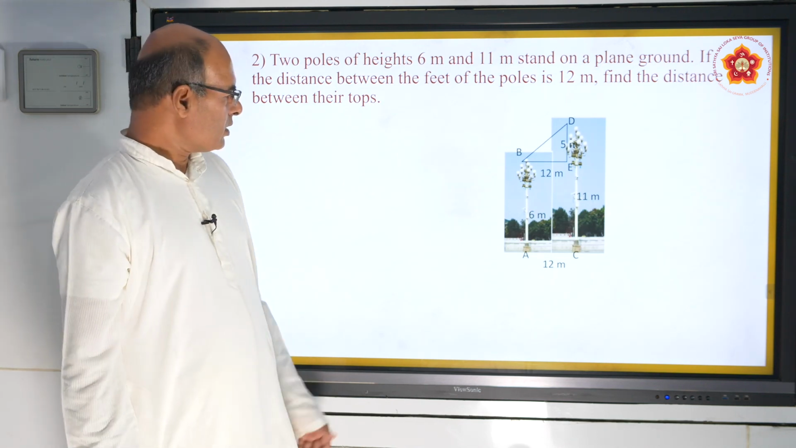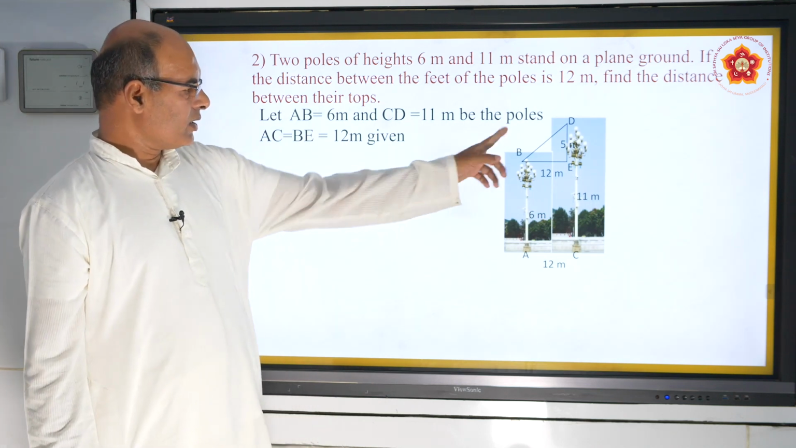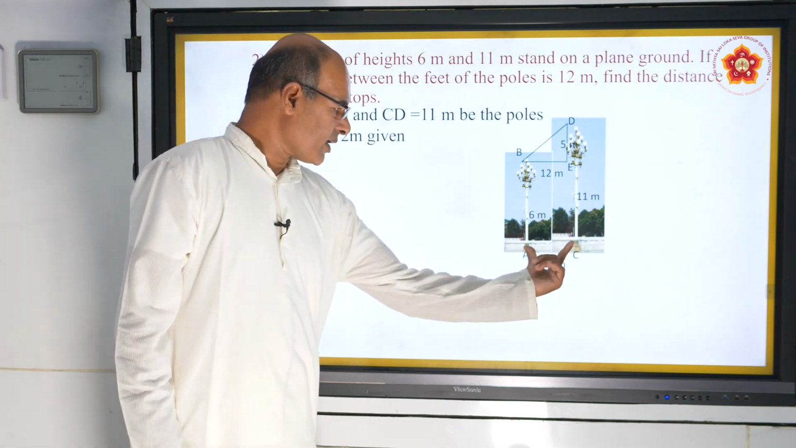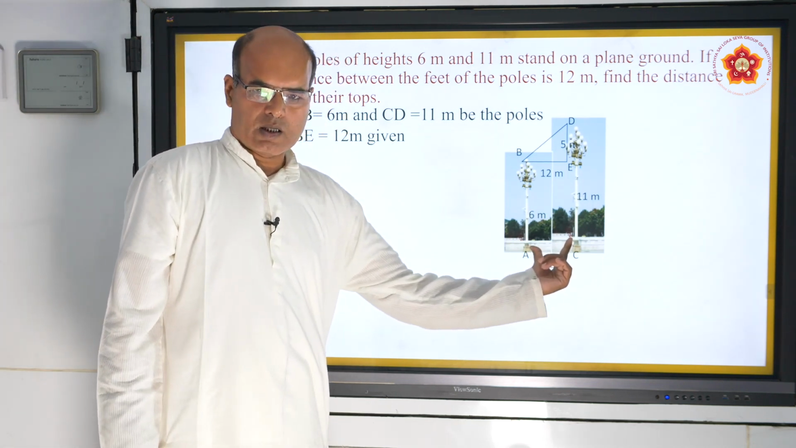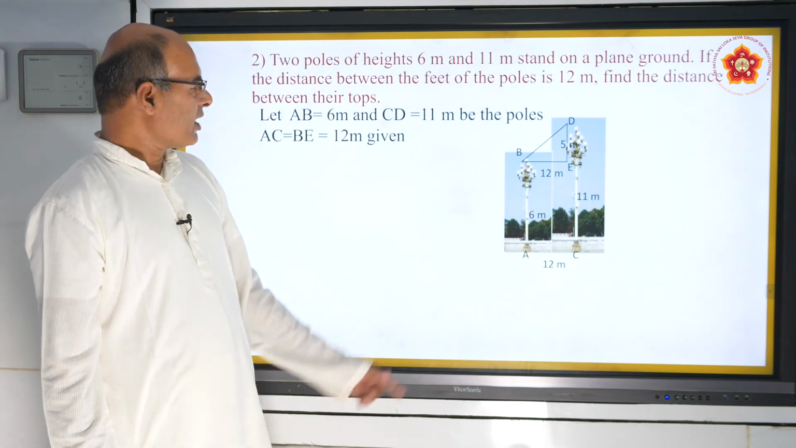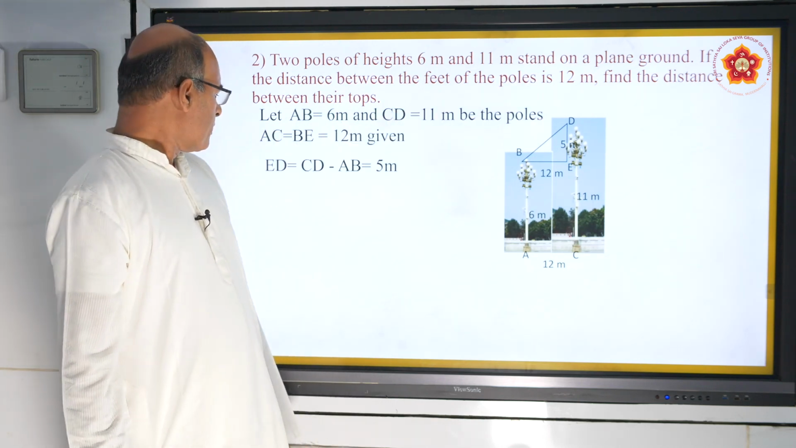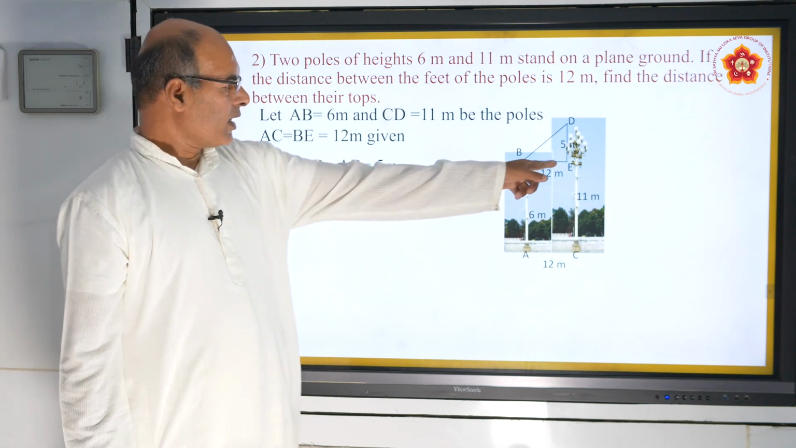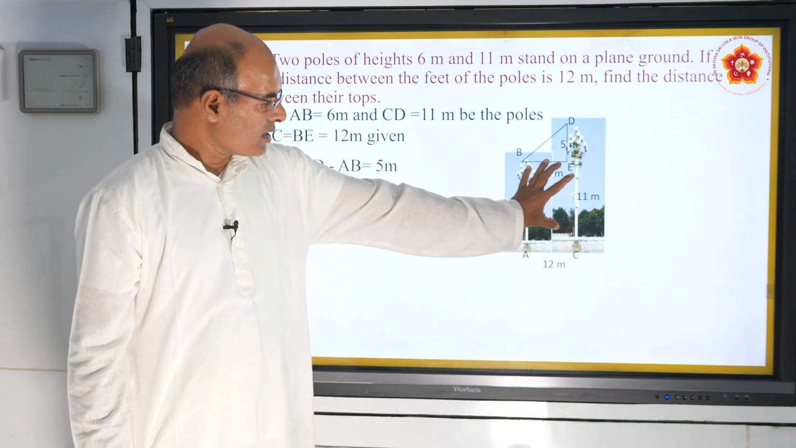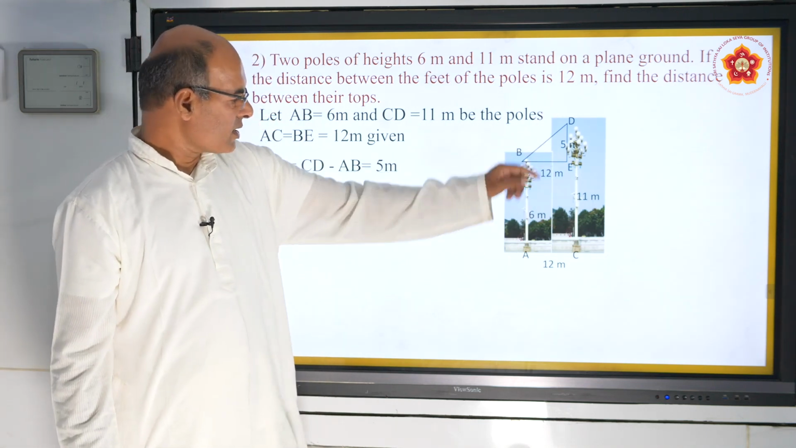I hope I need not do this question, but I will do it. Let AB be equal to 6 meters and CD be equal to 11 meters, the poles. AC is equal to BE is equal to 12 meters. AC is here, the distance between the poles at the ground. BE is here, it is 12 meters, given. So the length of ED, this height, is equal to 11 minus 6, that is 5 meters.